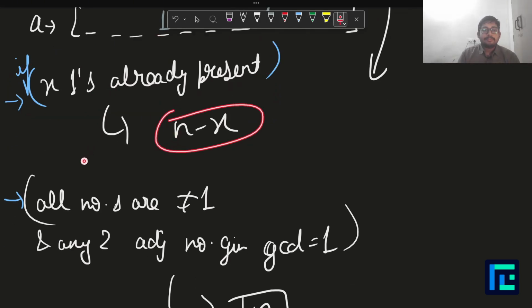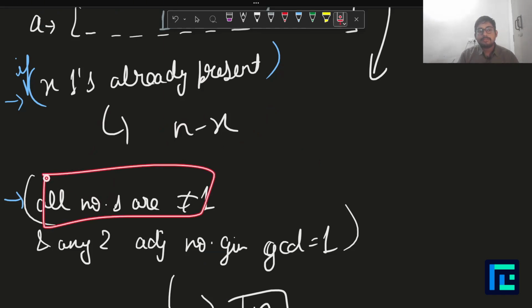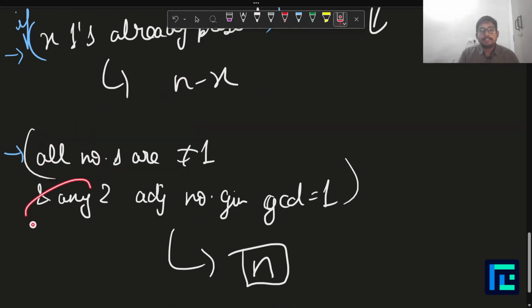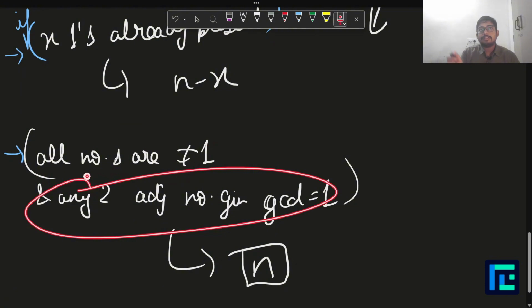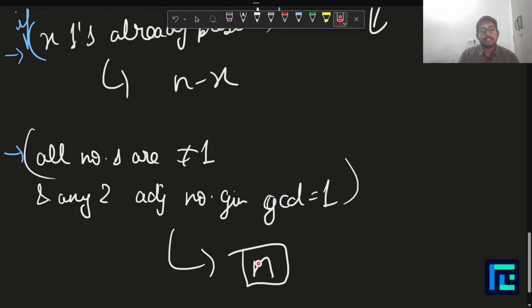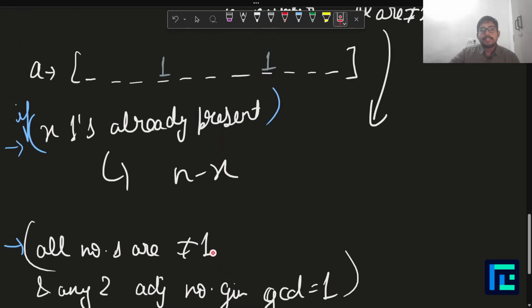And for the case where all numbers are not equal to 1 and there are two adjacent numbers through which in one operation only we can get a 1, then my answer would be n. Now let's look at a case where even if you check all the two adjacent elements, none of them give you a GCD of 1. Then how can you solve the problem?